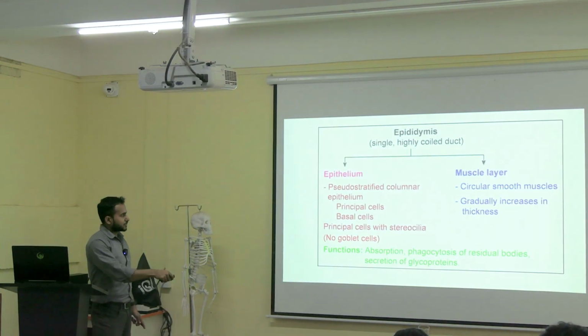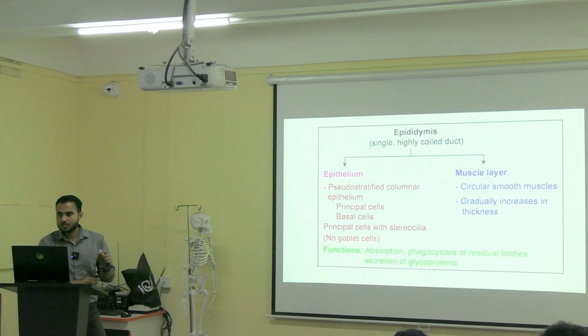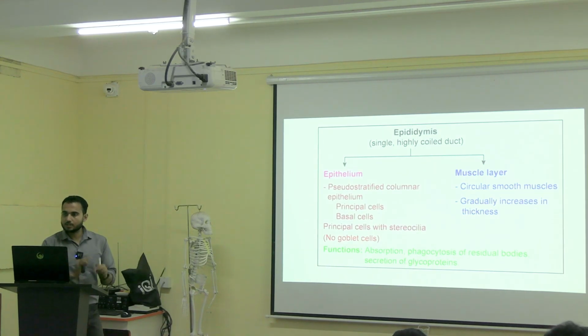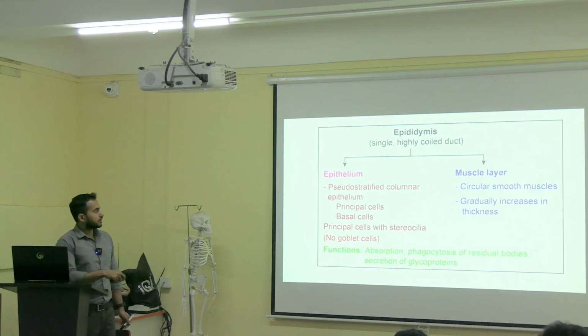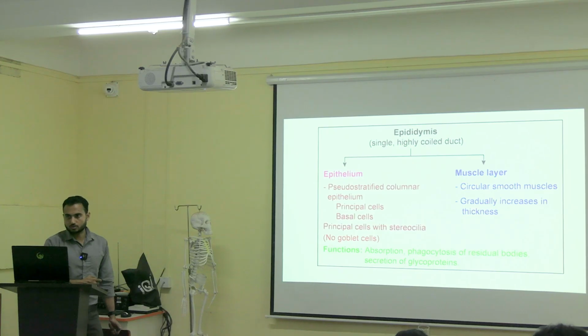Next, goblet cells are absent. Next, in the muscular layer, we are getting only one layer of circular smooth muscle cells. Okay, and the thickness increases as you go towards the vas deferens. The thickness of the circular layer will increase. Okay, so only that much is present. And obviously, since the lining epithelium is there, you will be getting the lamina propria also, or the connective tissue layer. Now what is the function of the epididymis? First of all, absorption, phagocytosis of the residual bodies, secretion of the glycoproteins.